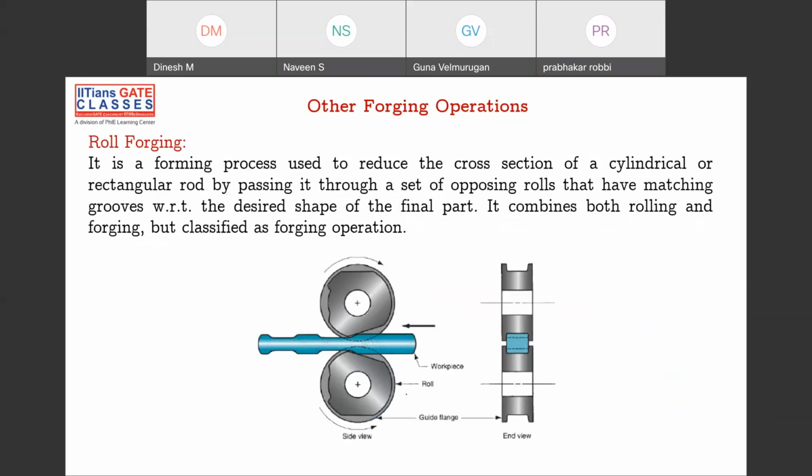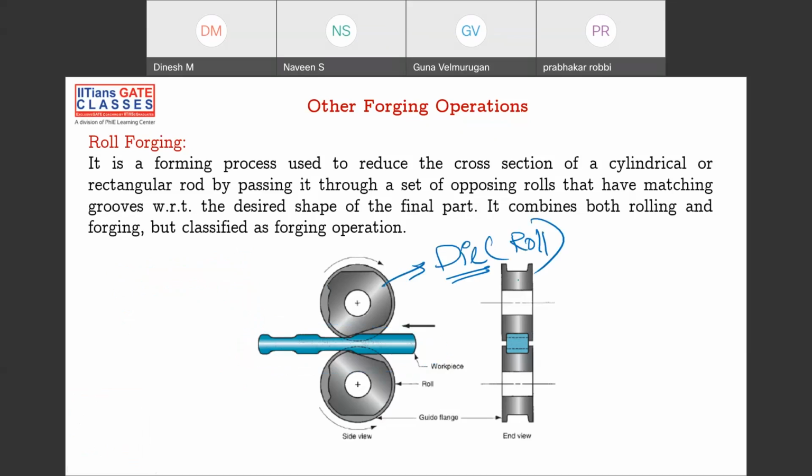Next is roll forging. It's a mix of rolling and forging, but it is a forging operation. How? You see here, the diagram itself is again self-explanatory. You want this kind of shape formed onto your object. You have a simple rod like this, but after manufacturing, it has to be like this, let's say. So you make that kind of indentations onto the die. These are dies, but this die is a roll now.